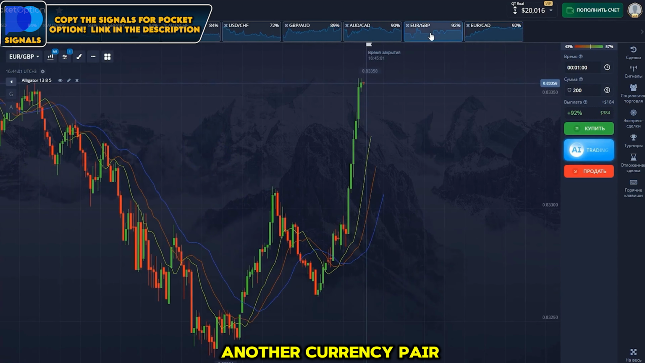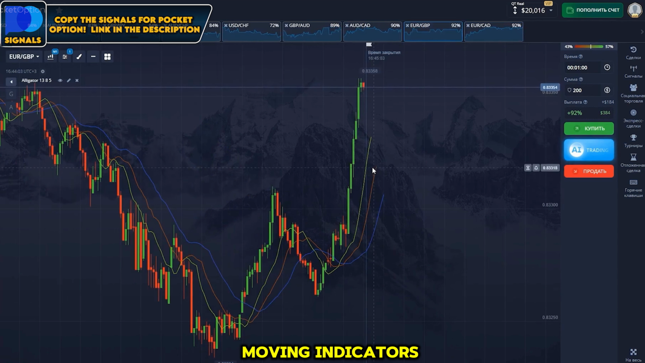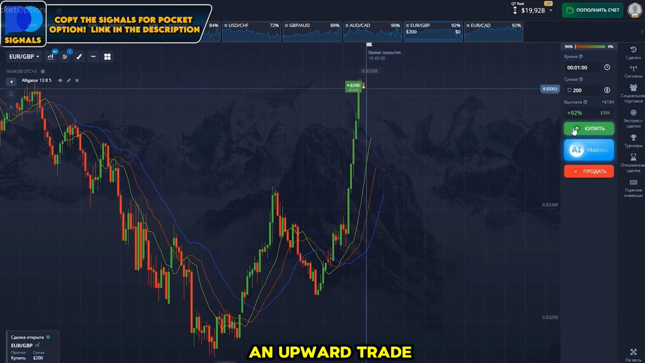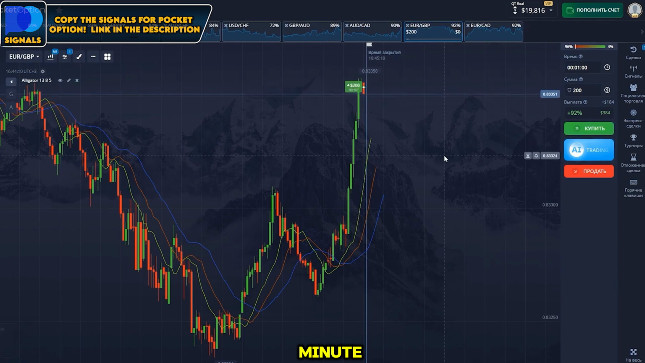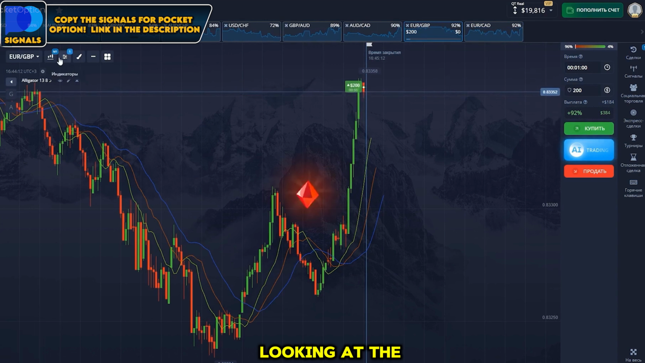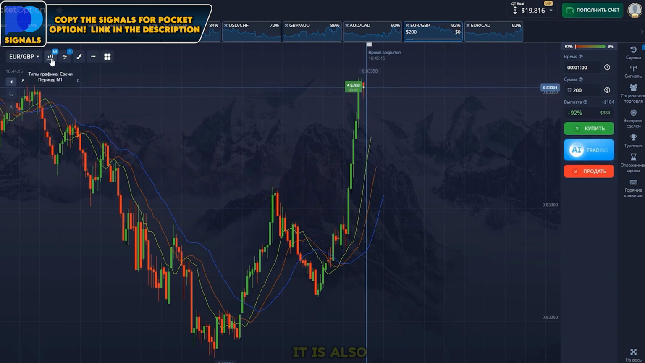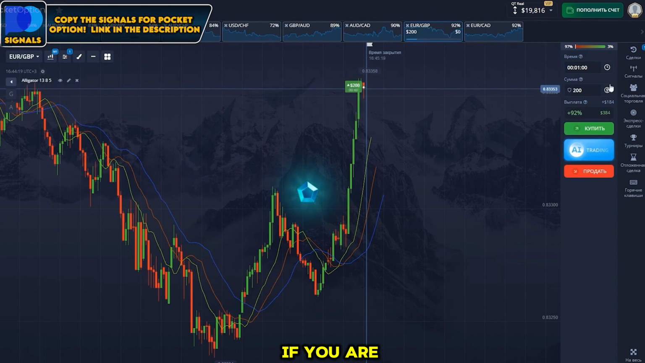Let's switch to another currency pair. Here, all three moving indicators point in the upward direction, so 1 minute, we enter for an upward trade. Also, why 1 minute? Because we are looking at the asset on a 1 minute time frame. It is also very important to consider the time frame you are trading on. If you are trading on 3 minutes, enter the trade for 3 minutes.